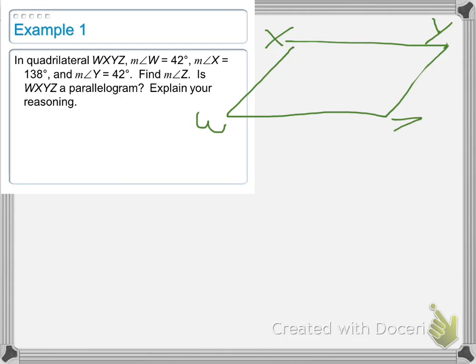Y, Z. Okay? And it says W is 42. Okay. X is 138. And Y is 42.